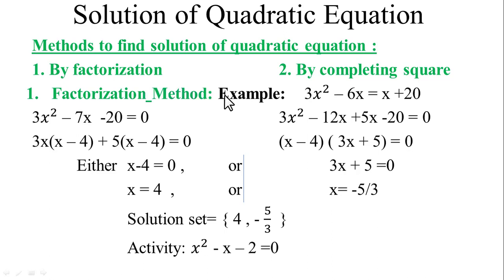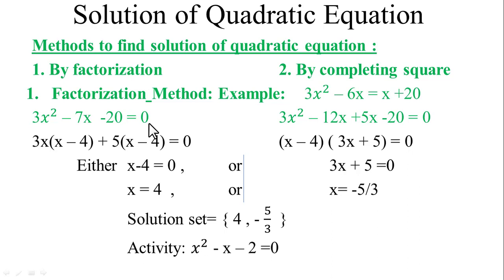So, for the factorization method, the example is 3x square minus 6x is equal to x plus 20. First of all, arrange it in the form of a quadratic equation. Then we write the equation 3x square minus 7x minus 20 is equal to 0, because x plus 20 moves to the other side, and the equation changes to this form: 3x square minus 7x minus 20 is equal to 0.